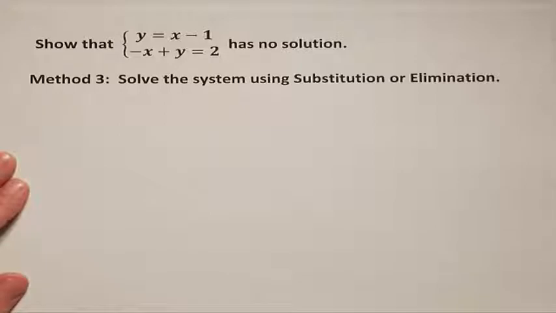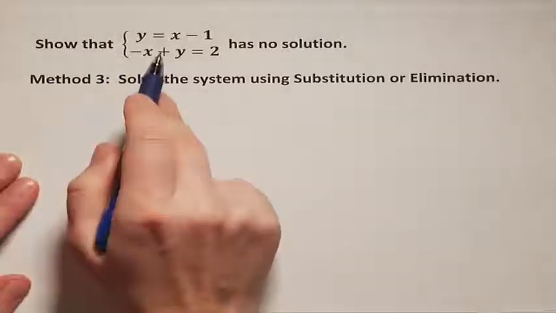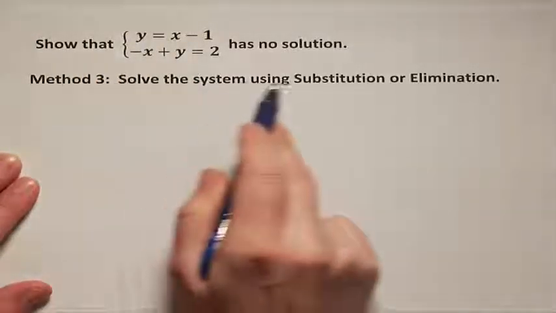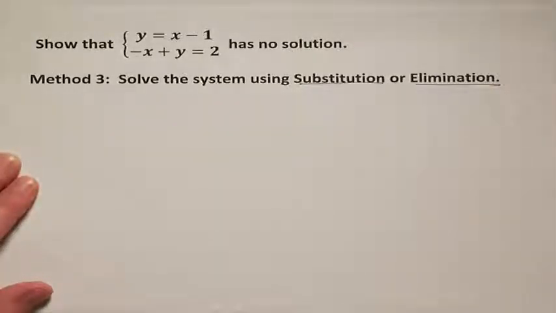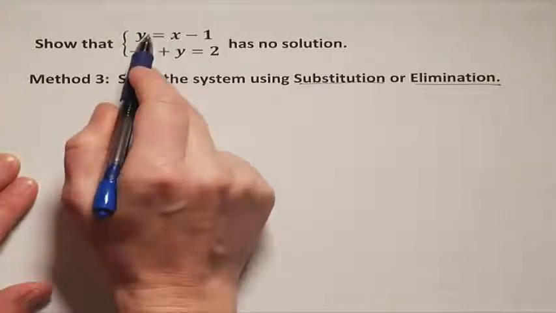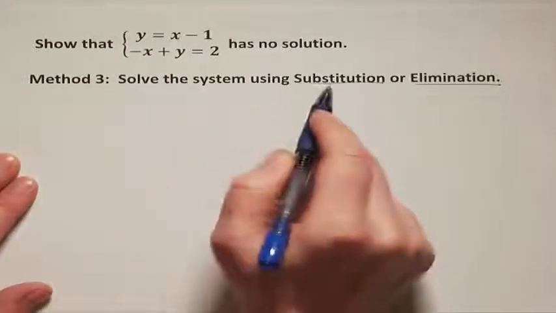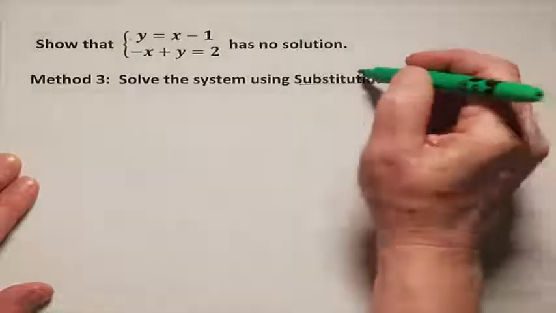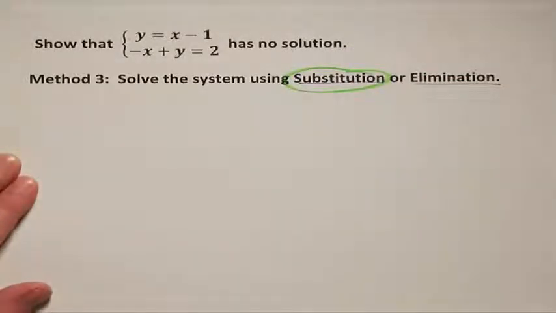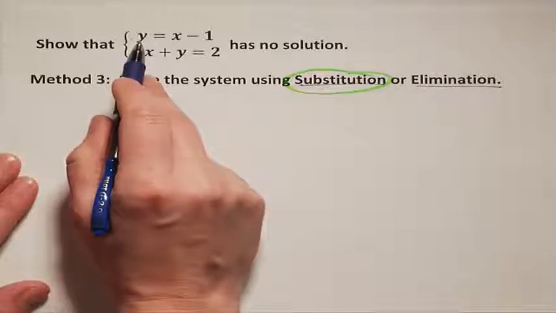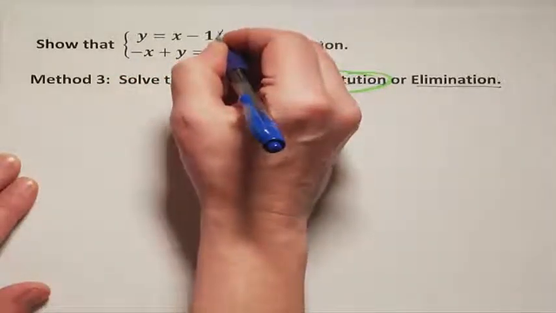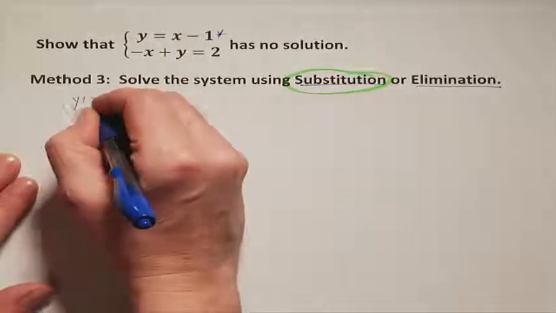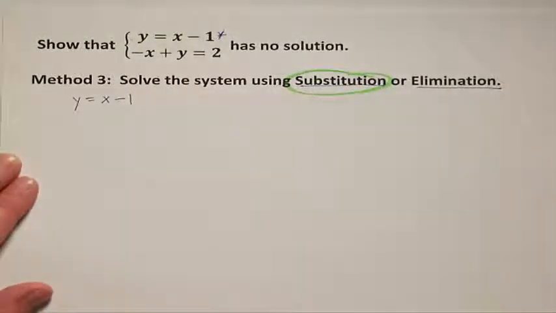Same exact problem. What if your teacher told you that you had to solve this system of equations using either substitution or elimination? What would your answer look like then? Looking at this, because I have y equals, I'm going to go ahead and use substitution. Substitution is really easy and simple to use if you already have an equation that is a variable equal. So I'm going to use the first equation as my beginning equation. So y equals x minus 1.